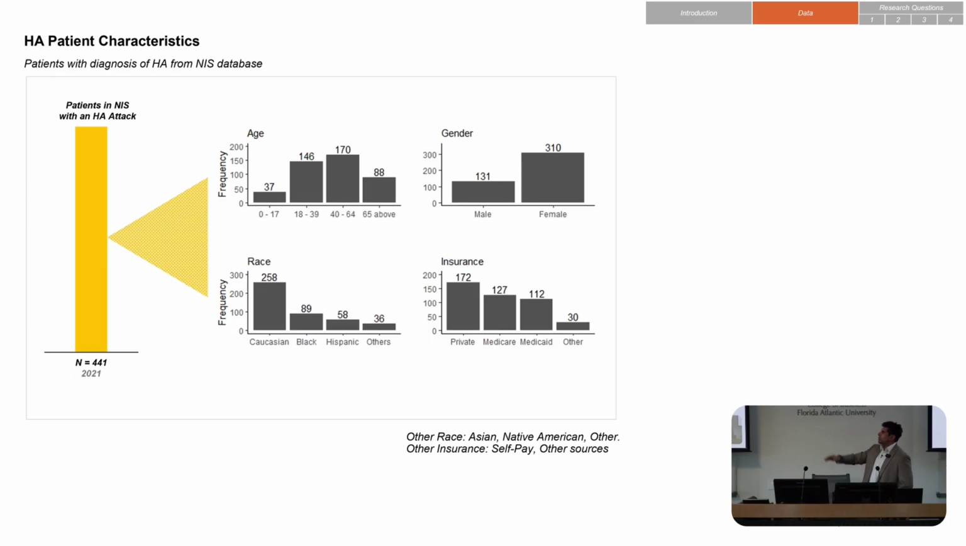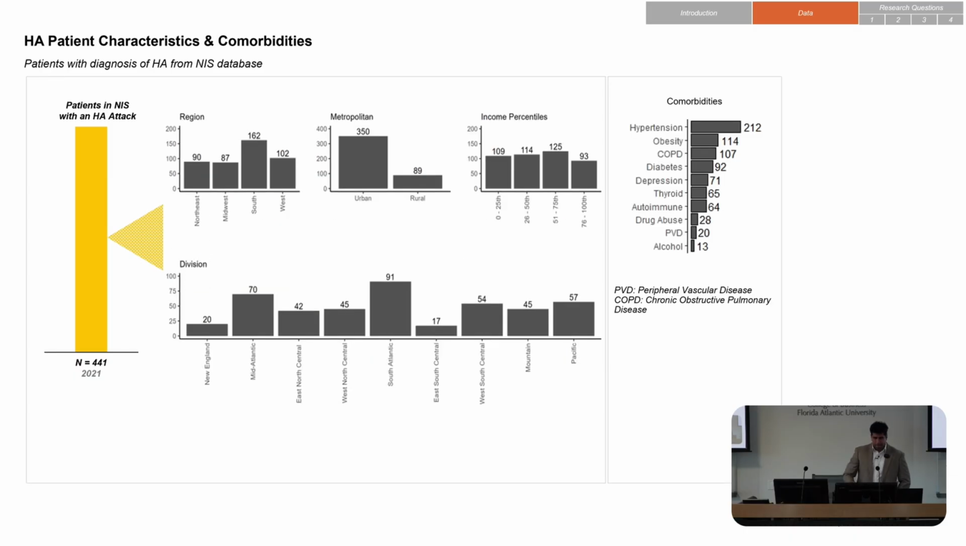So more patients in the 40 to 64 age category, more females, more Caucasian, and then more patients on private insurance, and then a kind of similar distribution for patients on Medicaid and Medicare. And we look at their other demographic characteristics: more patients in the South, more patients in urbanized areas, and an even distribution of their income percentiles. And then below we have, so the United States has 4 regions, and below are the 9 divisions. So we see more patients in South Atlantic, some in Pacific, Mid-Atlantic, those are the higher divisions.